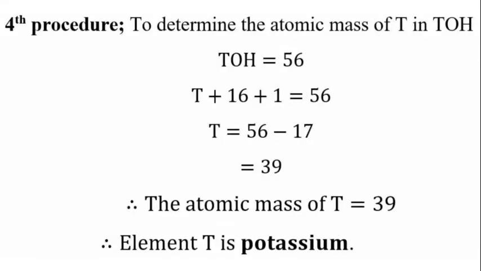Procedure number 4, to determine the atomic mass of T in T hydroxide. After getting the molar mass 56, we are supposed to subtract the atomic mass of oxygen plus the atomic mass of hydrogen, which is 17. We subtract it from 56, and the remaining value is 39. 39 represents the atomic mass of T, that is potassium. So element T is potassium.